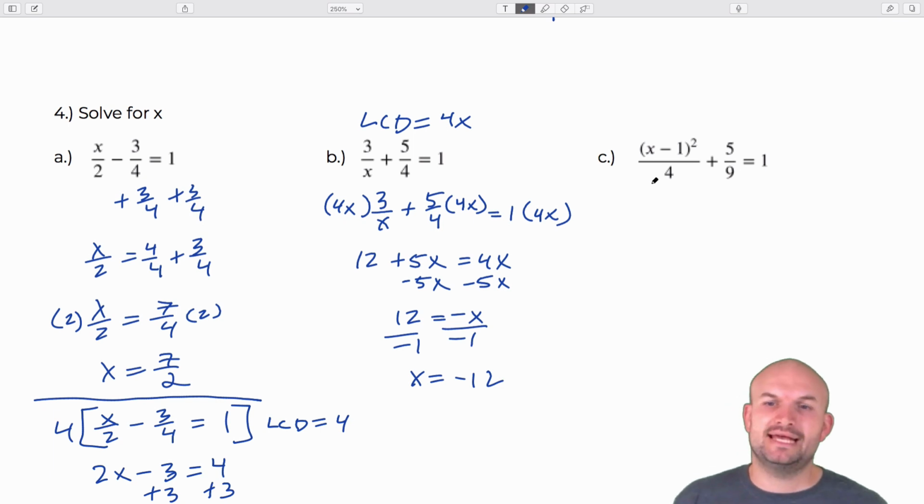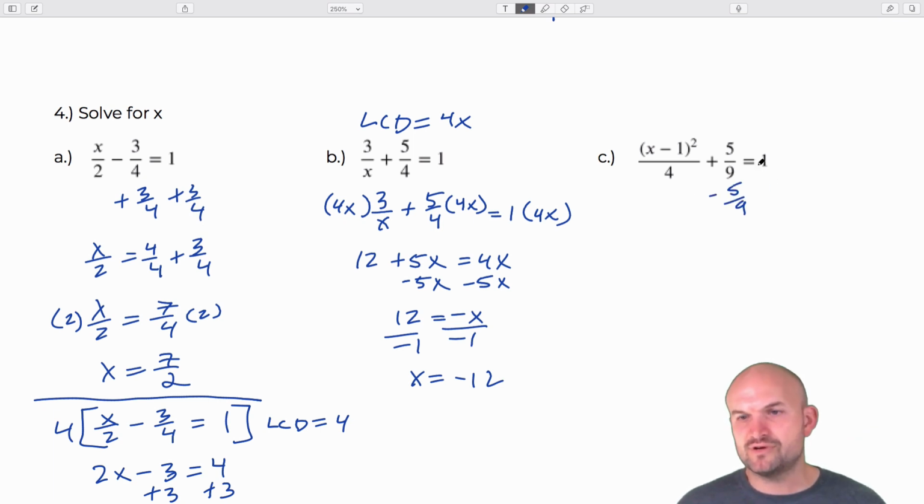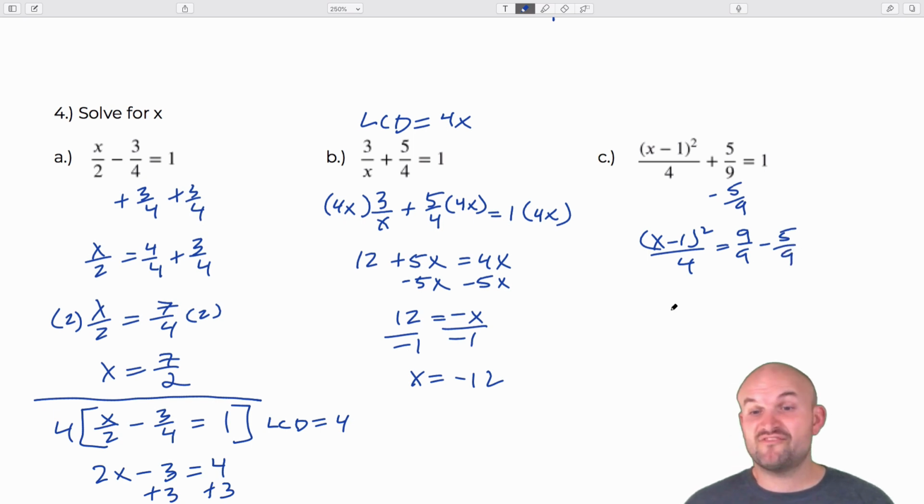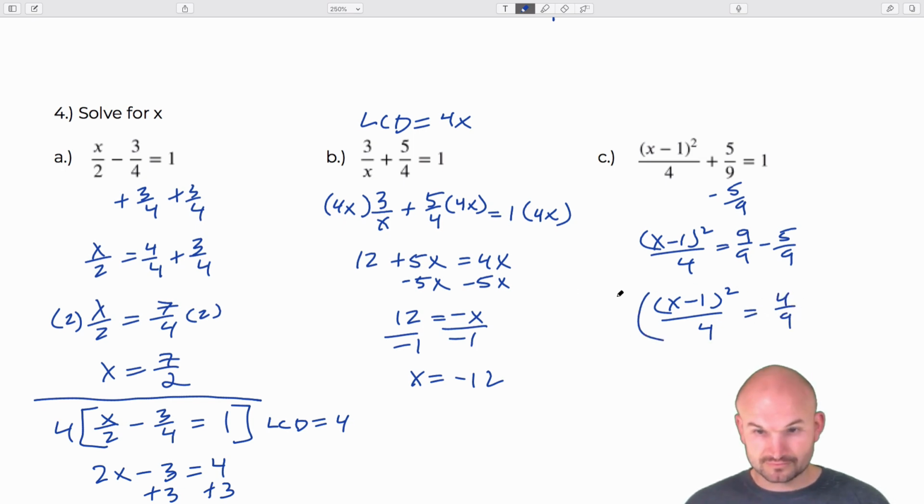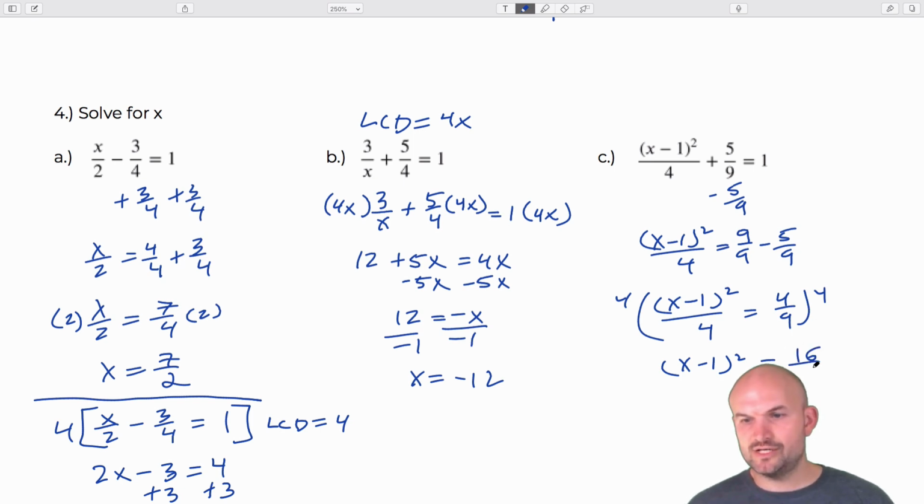The next example here, I could do LCD in this case, but let's do the fraction operations. Let's just subtract 5/9. So again, I could rewrite 1 as 9 over 9. So I have x minus 1, quantity squared over 4, equals 9 over 9 minus 5/9. Well, that's going to give me 4/9. So x minus 1, quantity squared over 4, equals 4/9. Now, to get the 4 off the denominator, I can multiply by 4 on both sides. I'm going to get x minus 1, quantity squared, equals 16 over 9.